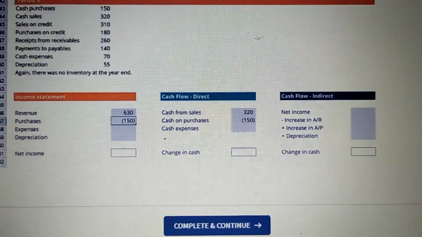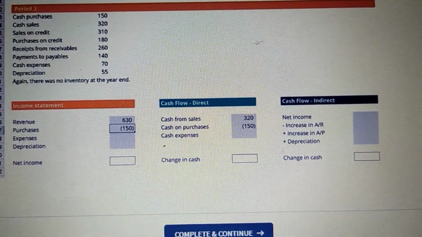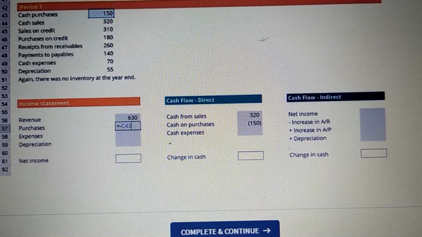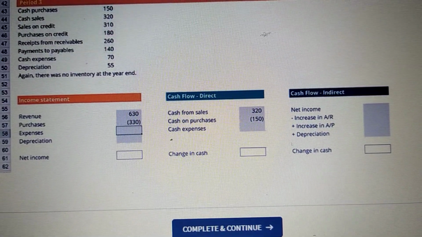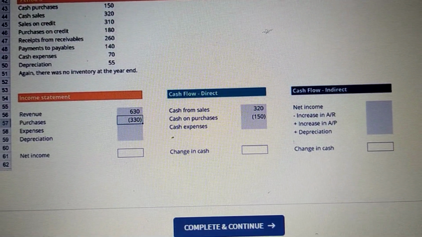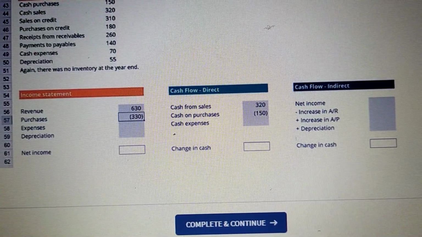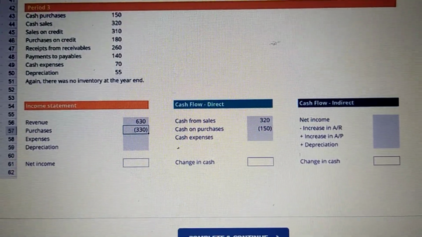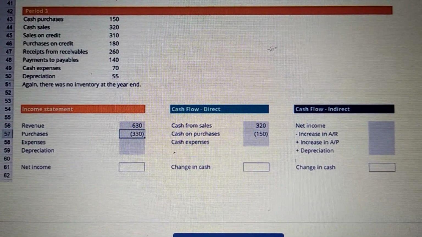Moving down the list of items, we can now add some additional purchases that remain on credit. So the initial purchases of 150 will be further added to with the purchases on credit of 180. So we deduct another expense of 180. We now have a total of 330. Since the purchases were made on credit, meaning cash was not paid for them, there's no impact on the cash flow statement.